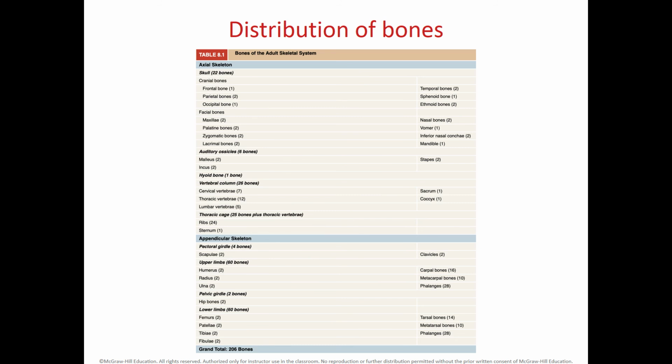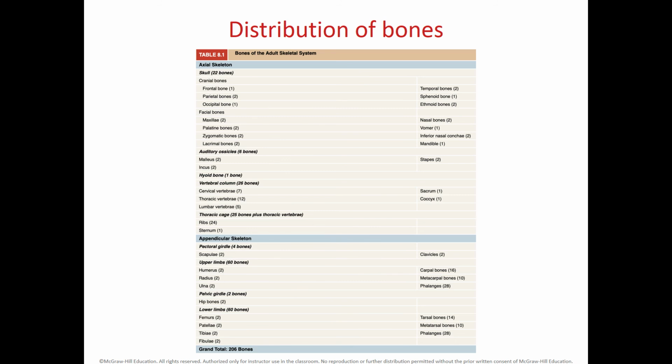Within the upper limbs, we have 60 bones, like the humerus, radius, ulna, the carpal bones, the metacarpal bones, and phalanges. Now, the phalanges, which are the bones that we have in our fingers, don't have a different name. They have the same name, but you just have a different number for them, and that makes it easier to learn these names.